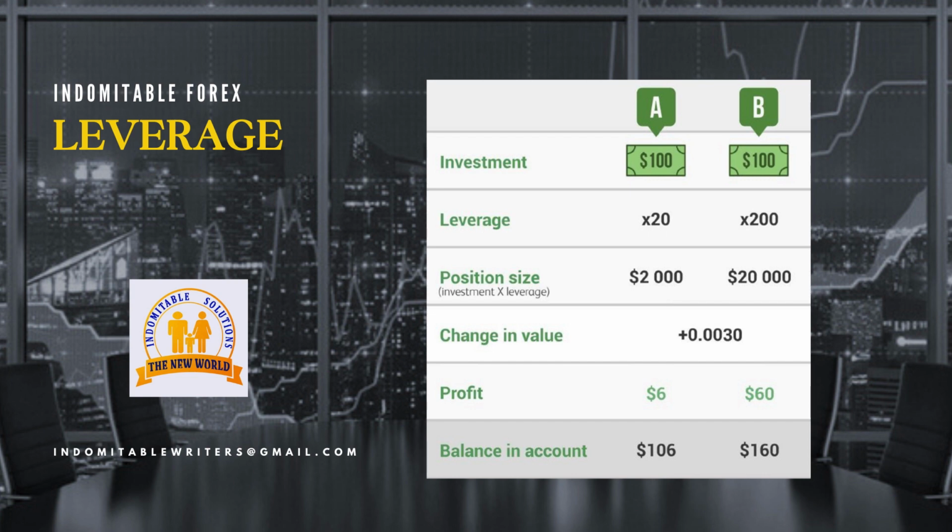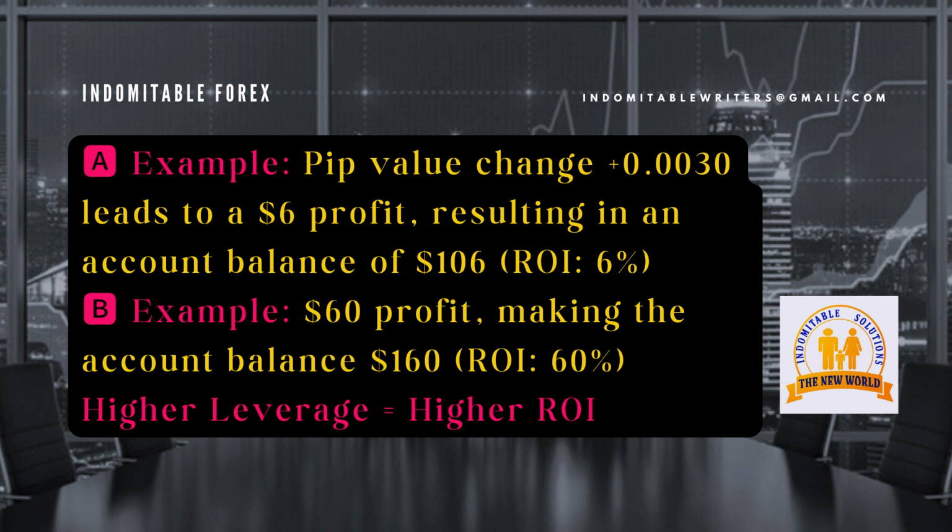Let us proceed. Let us now consider profit calculation in regard to leveraging. I've given you 2 examples, example A and example B. In example A, with a pip value change of plus 0.0030, it leads to a profit of $6. This will result in an account balance of $106. That means the return on investment is 6%.